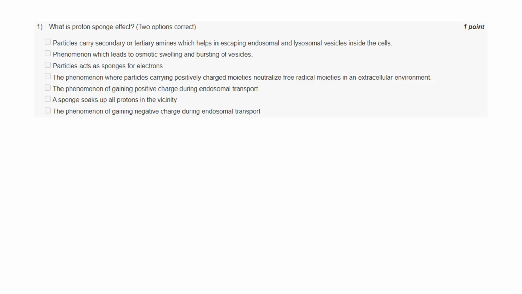Particles carry secondary or tertiary amines, which helps in escaping endosomal and lysosomal vesicles inside the cells. It is a phenomenon which leads to osmotic swelling and bursting of vesicles. Particles act as sponges for electrons. The phenomenon where particles carrying positively charged moieties neutralize free radical moieties in an extracellular environment. The phenomenon of gaining positive charge during endosomal transport. A sponge soaks up all protons in the vicinity, and the phenomenon of gaining negative charge during endosomal transport. So you guys have to select two correct options for this question.